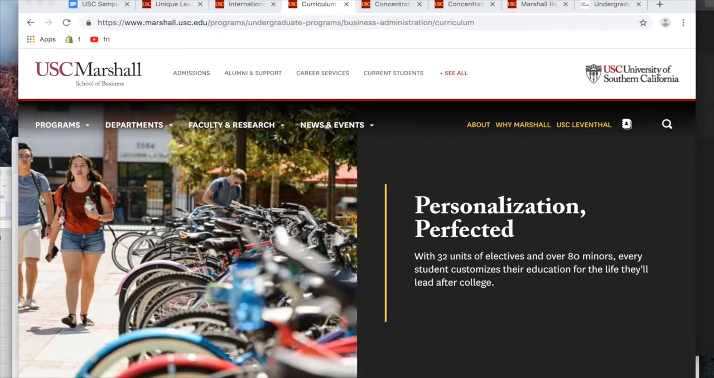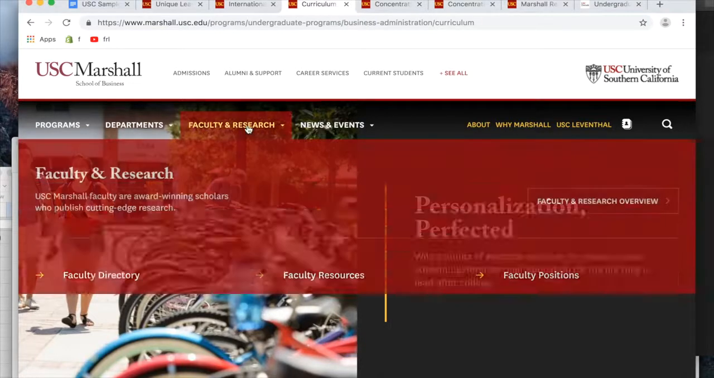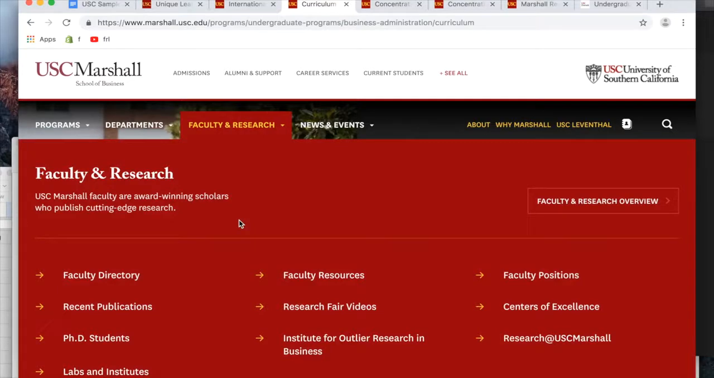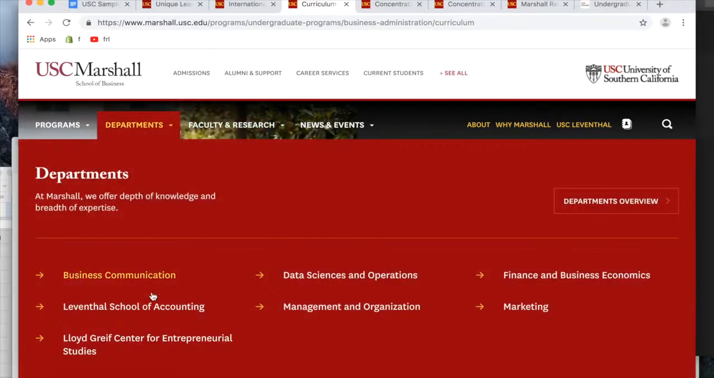Let's say it's in the USC Marshall School of Business. A good page to go through is the Marshall website itself, and they have their own admission page. They also have their own research programs that you can join, and that's a really good step to go through, as well as the different departments within the major that you want to join within Marshall.